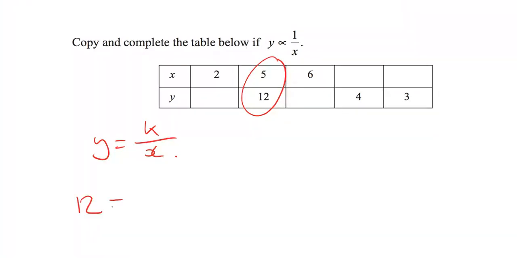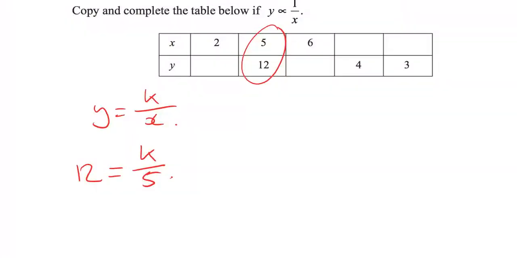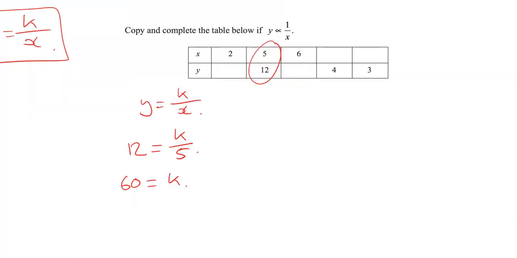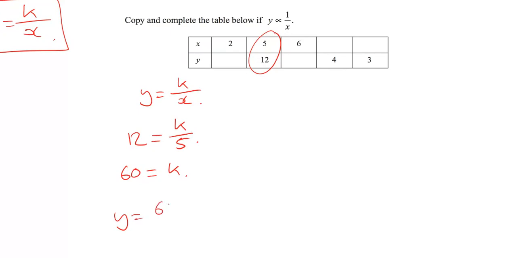Well, 12 is equal to k over 5. That's me swapping the numbers in. And now if I multiply both sides by 5, I'm going to get that 60 is equal to k. And now I can rewrite my formula for use, and that will be that y equals 60 over x. So now all we've got to do is keep using that formula to help us generate the rest of the values for my table.